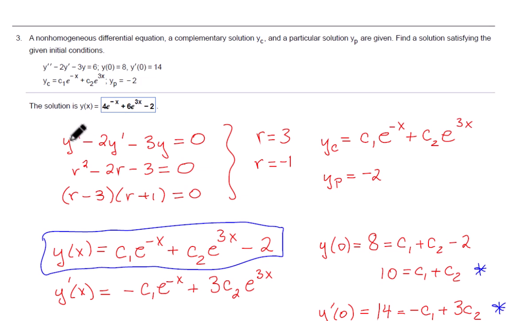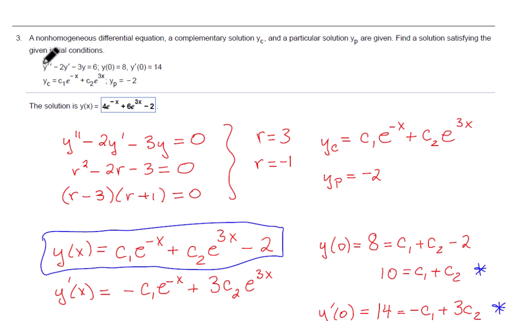So if I first solved the homogeneous one, I get r minus 3, r plus 1. So we get two values for r, distinct. And so I get c1 e to the minus x, c2 e to the 3x. Now they already gave us that. So this yc, the complementary solution, is the solution to the homogeneous one. And then they're giving me yp, being minus 2, as a particular solution.